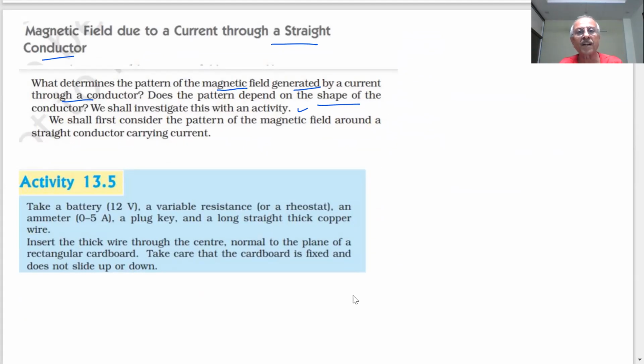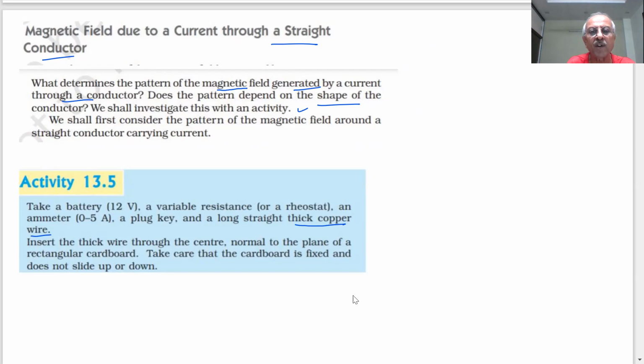We shall consider the pattern of magnetic field around a straight conductor carrying current. Now we will perform an activity in which we will try to find what pattern of magnetic field is produced. Take a 12 volt battery, a variable resistance, an ammeter, a plug key, and a long, straight, thick copper wire. This is our conductor.